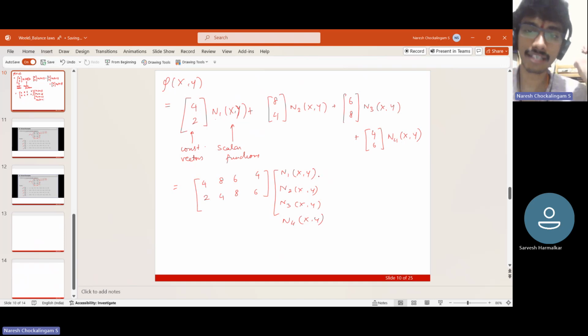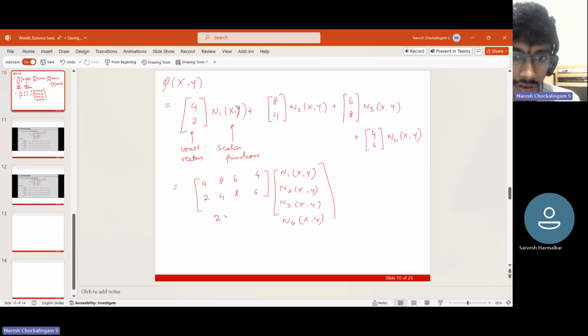If you want to cross check, just expand out this matrix vector multiplication. What is the first number? This result will be 2 cross 1, right? So this is 2 cross 4 multiplying 4 cross 1. So result should be 2 cross 1. What is the first result? If you see here, it is 4 times n1 plus 8 times n2 plus 6 times n3 plus 4 times n4. Here, if you do this, you'll get the same thing: 4 times n1 plus 8 times n2 plus 6 times n3 plus 4 times n4.